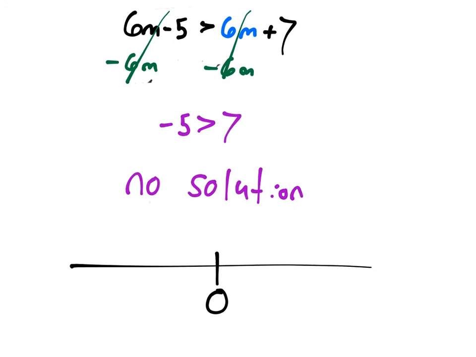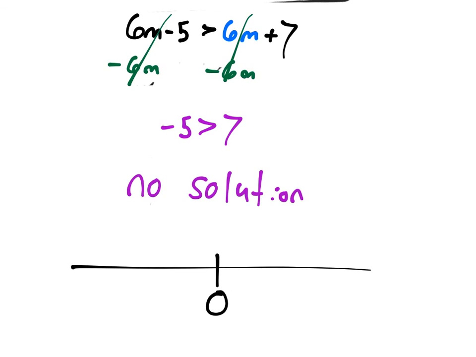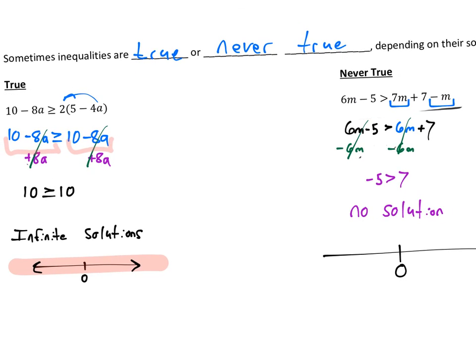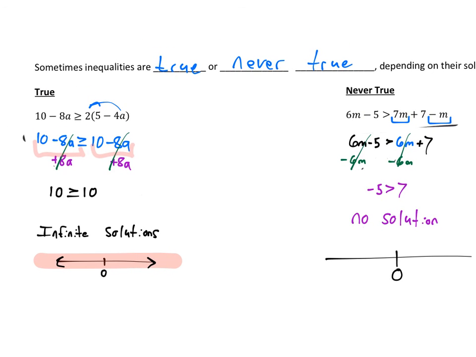All right, and that's the equivalent here of having no solutions, the equivalent of having infinite solutions, and then on the last page of just having one solution, which we can now graph on a number line.